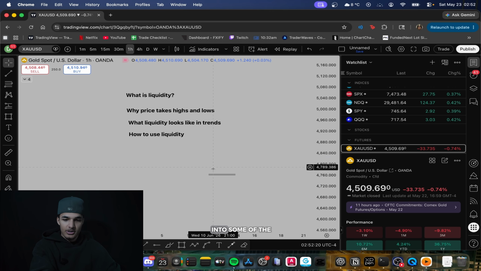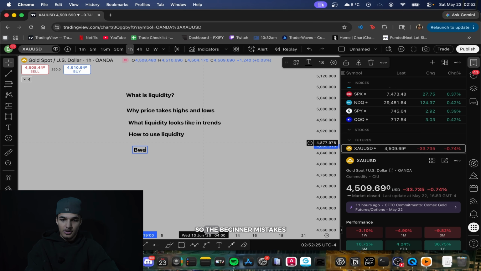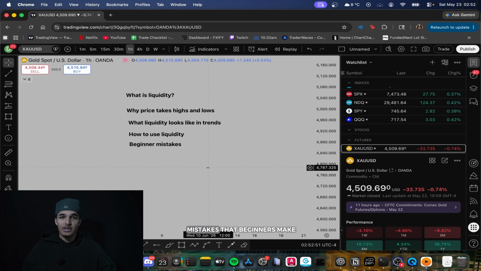Now I'm going to get into some of the beginner mistakes. Some of the biggest mistakes that beginners make in trading come from not understanding what liquidity is and how it works. So beginners would enter right on liquidity. They'd enter right where stop losses are. So that's where price is going to go down to or go up to and flip in the other direction just to gain liquidity.